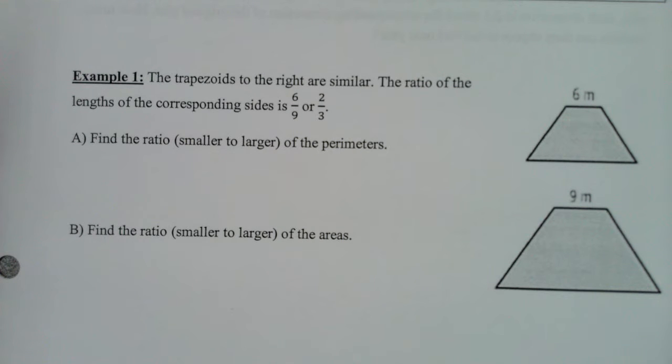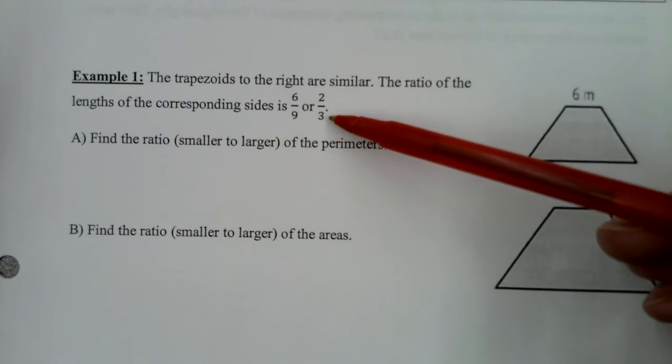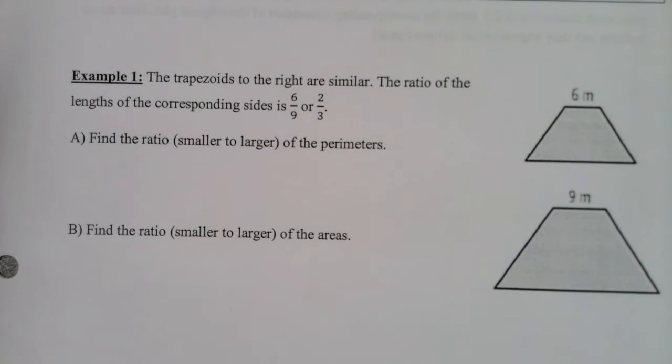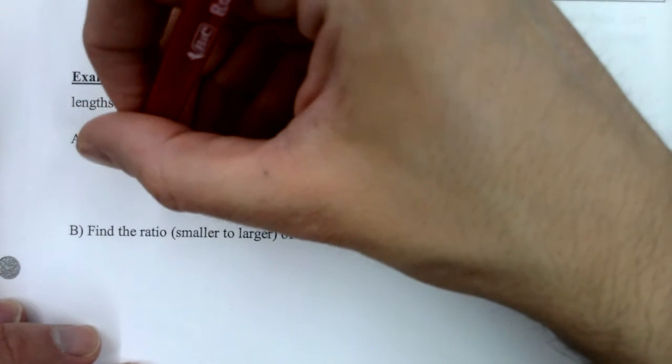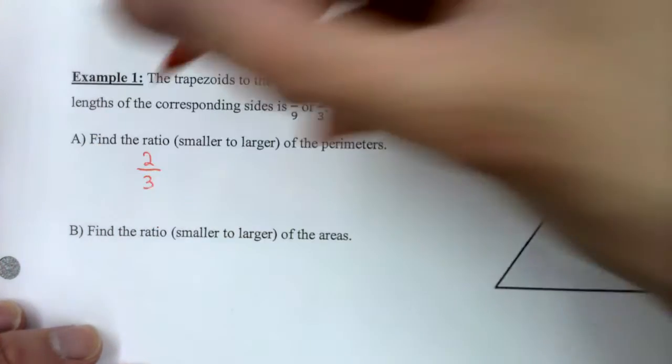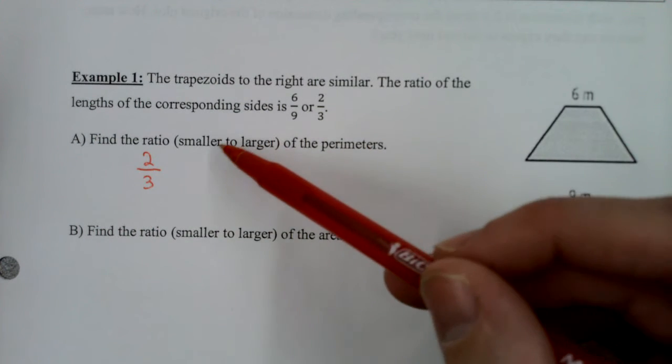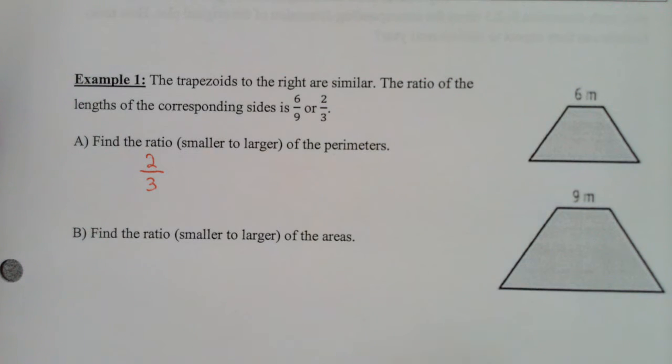Well, the ratio of their perimeters is the same as the ratio of the sides. So the ratio of the sides is 2 over 3, so the ratio of the perimeters is also 2/3. And if I said larger to smaller, then it would be 3/2.